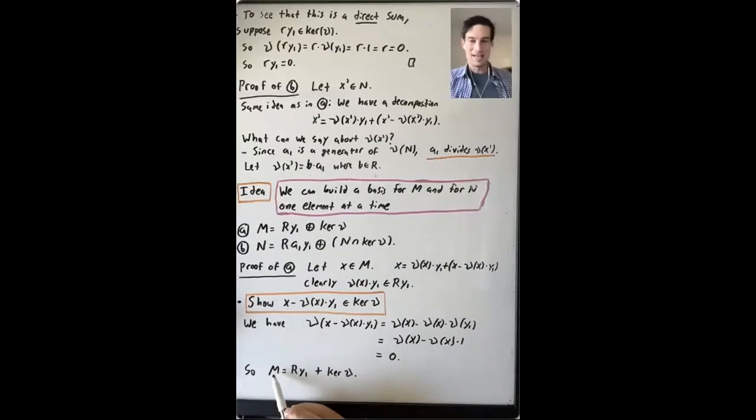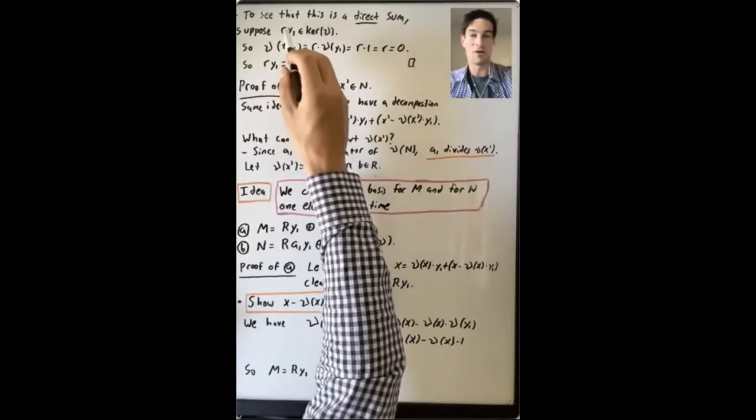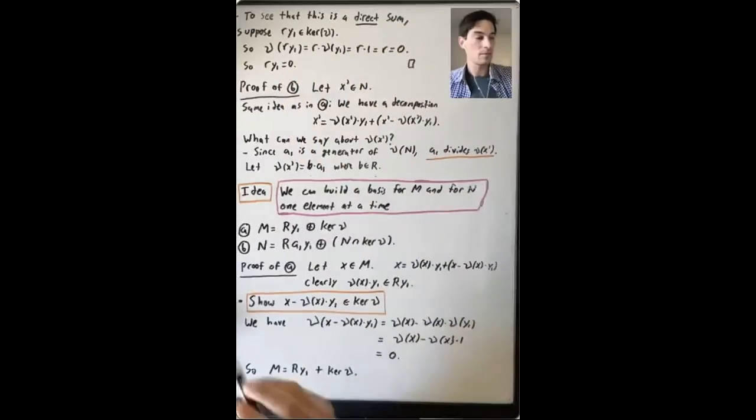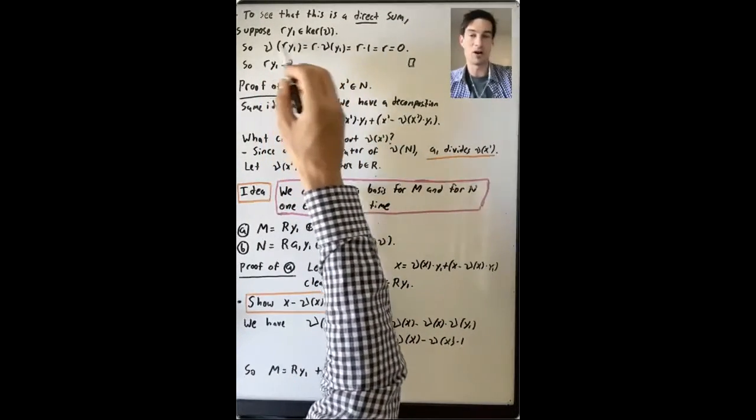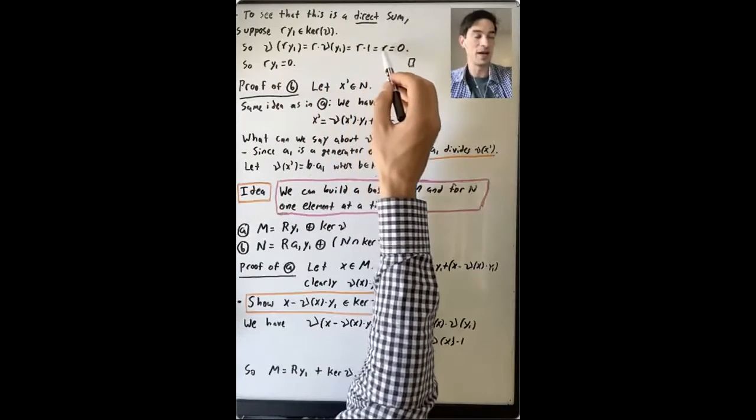We have seen that M is a sum of these two submodules, Ry1 and the kernel of nu. And we want to see that it's a direct sum. One of the equivalent ways to see that this was a direct sum was to show that there's no intersection between these two submodules. So let's take an element of Ry1 and ask what it means for that to be in the kernel of nu. So let's suppose ry1, where now r is a ring element, is in the kernel of nu. Well, what is nu of ry1? It's an R-module homomorphism, so this is r times nu of y1, which is r times 1, which is r.